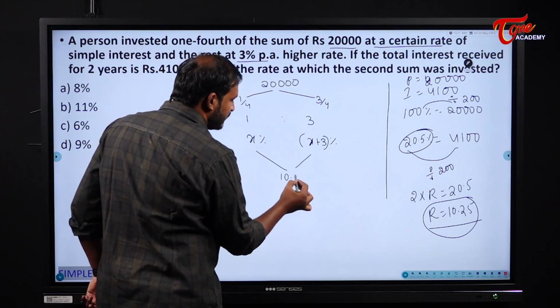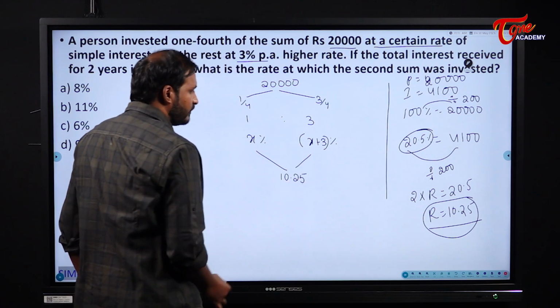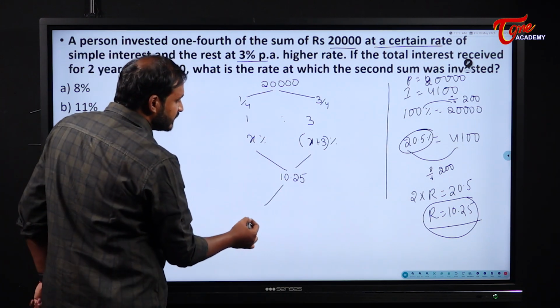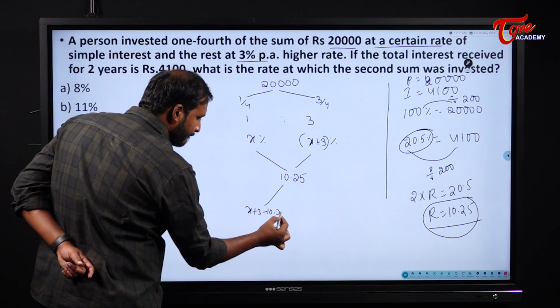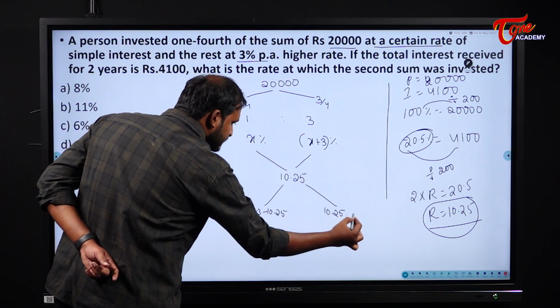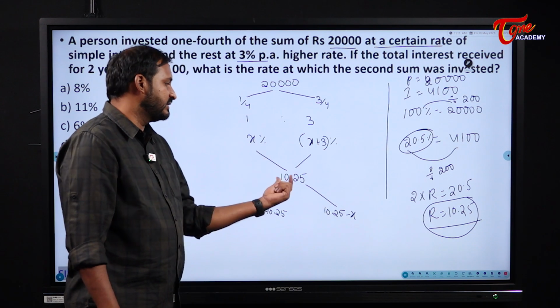Rate of interest per annum, how much is he getting? 10.25. Now, what will you write for the difference here, students? This value is greater than this one, so X plus 3 minus 10.25. And for this one, what will you write? 10.25 minus X. Please watch the allegation rule, why we are writing this minus this and this minus this.